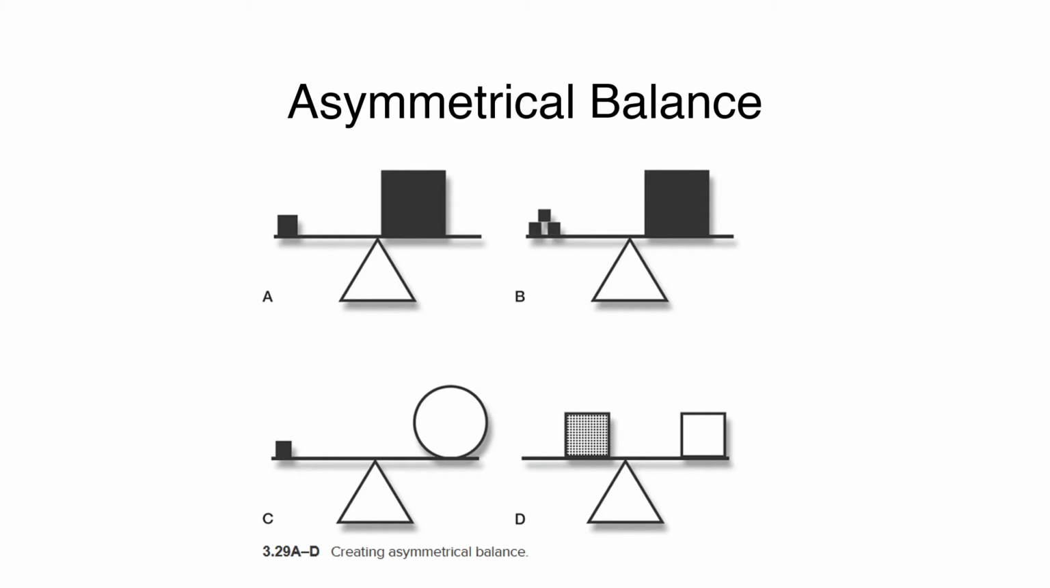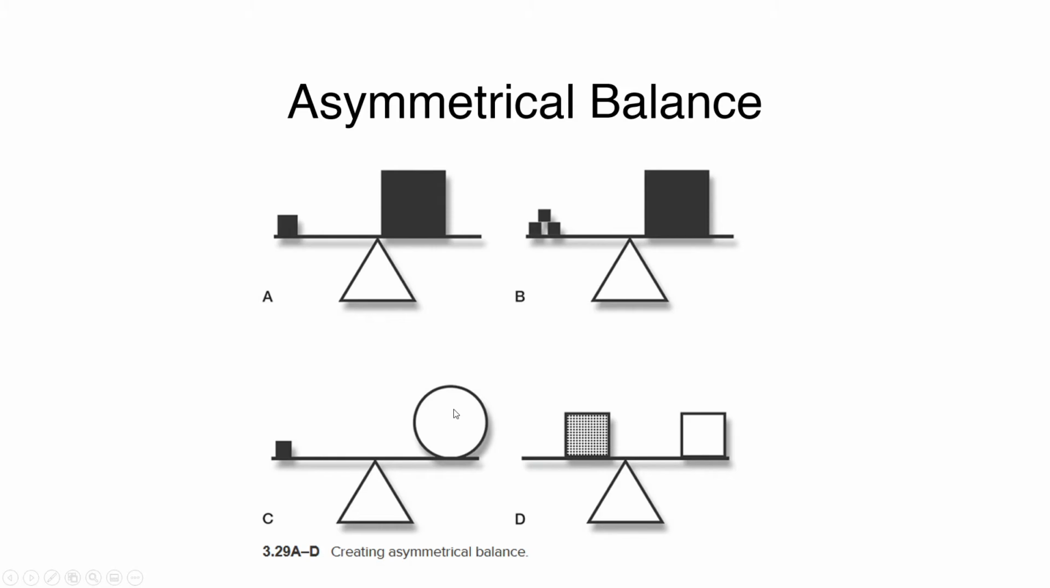So in A, we can place a large shape close to the fulcrum while placing a small shape further away, just as a child at the end of a seesaw can balance an adult near the center, so large and small shapes can be balanced, as you can see in design 1. In B, we can use several small shapes to balance a large shape, as you can see right over here. And in 3, a small solid square can balance a large open circle.